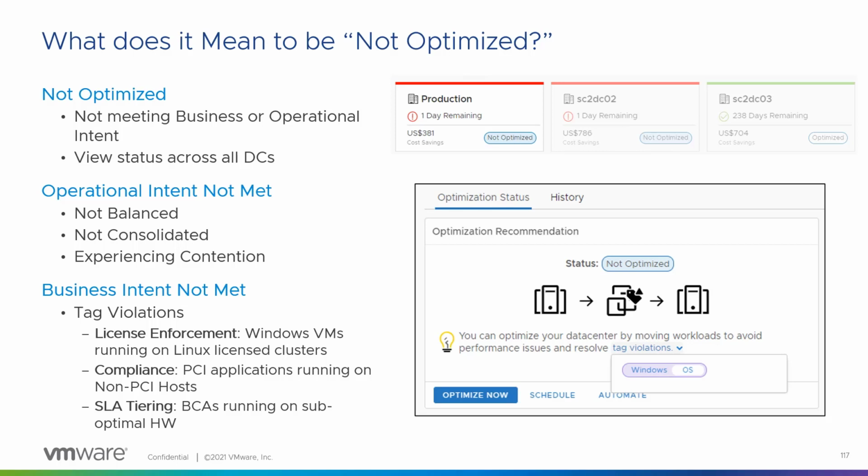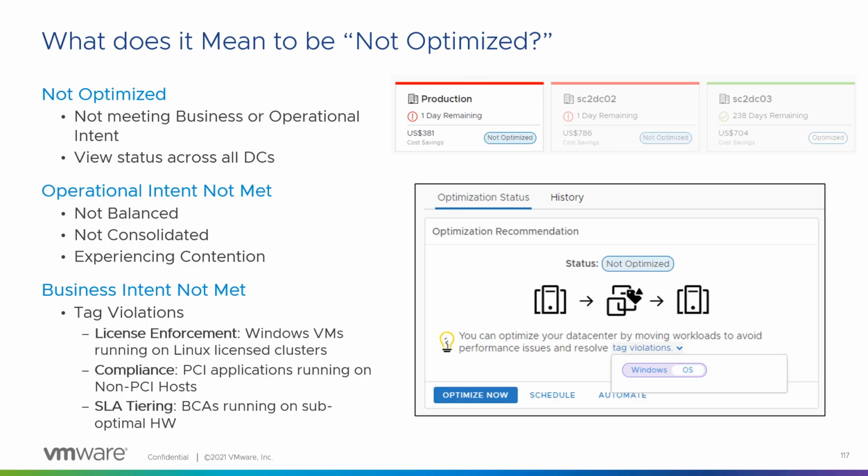problem, it means that you've placed or someone has placed a VM or set of VMs in a place where they're not supposed to be. They're improperly tagged. I've put non-PCI workloads on a PCI environment, or even worse, I've put PCI workloads on a non-PCI environment, right? Or maybe somebody has placed a whole bunch of Microsoft VMs on a non-Microsoft licensed environment. Those are all really good examples.